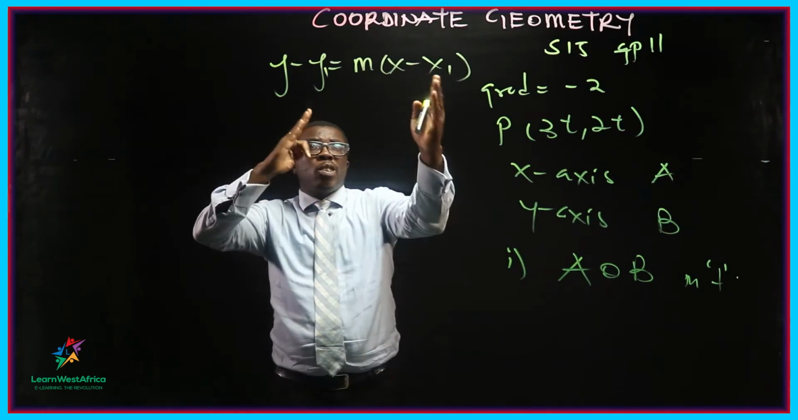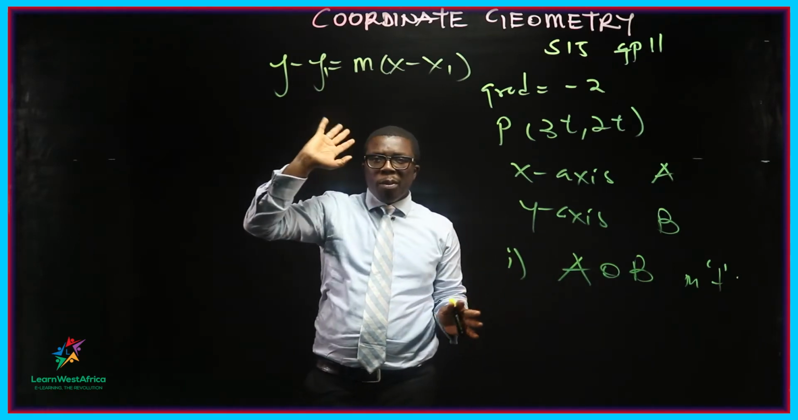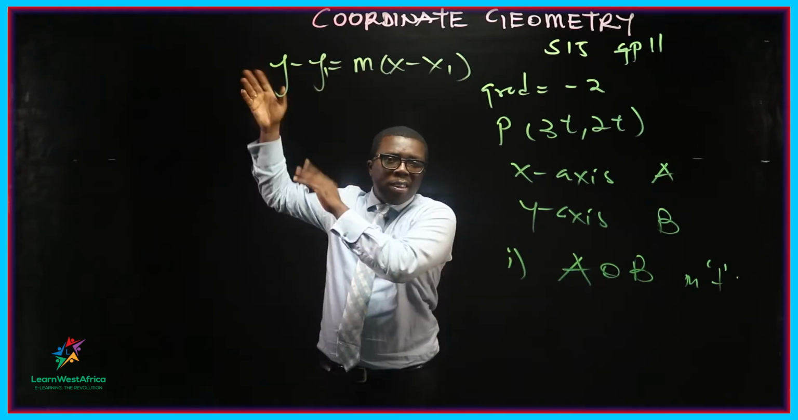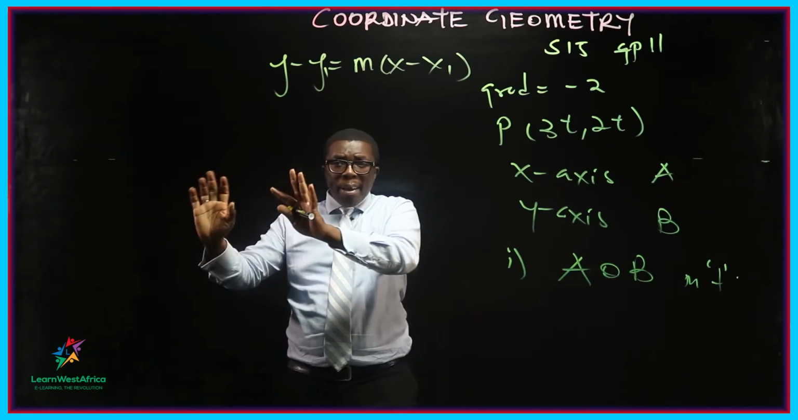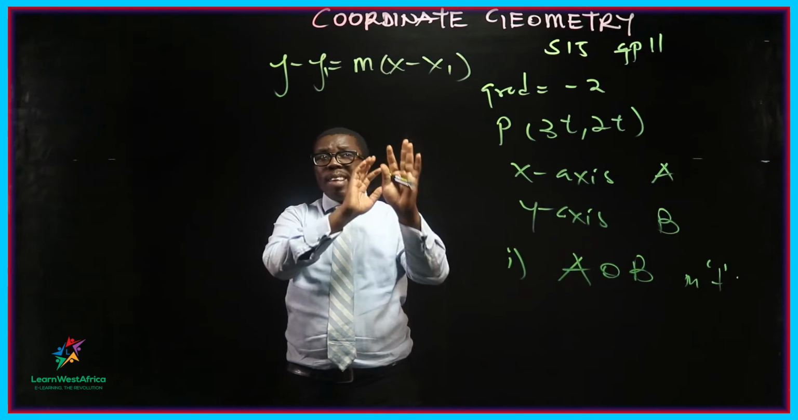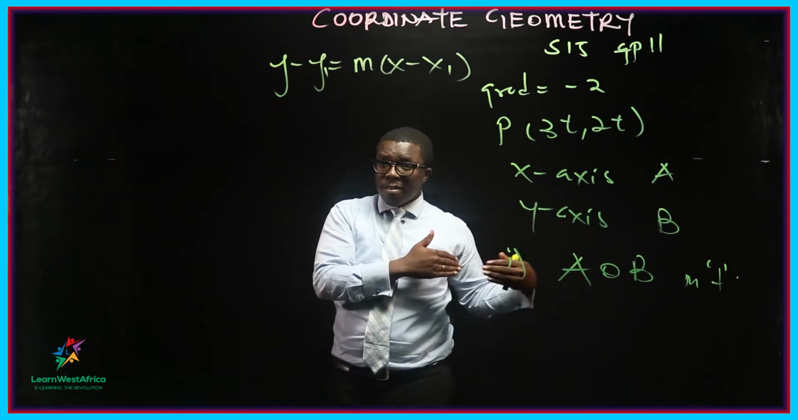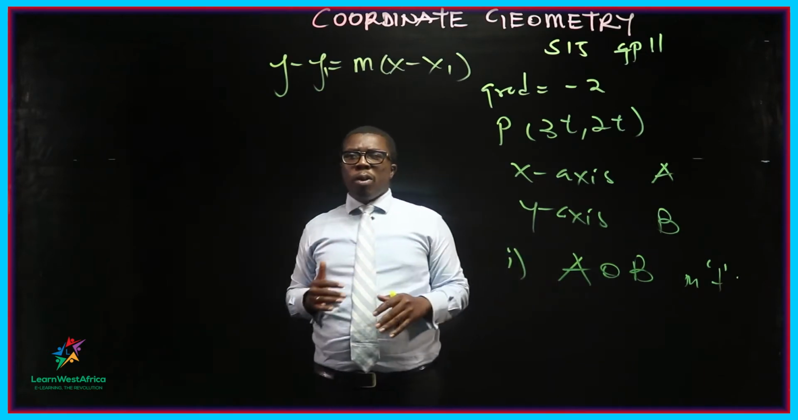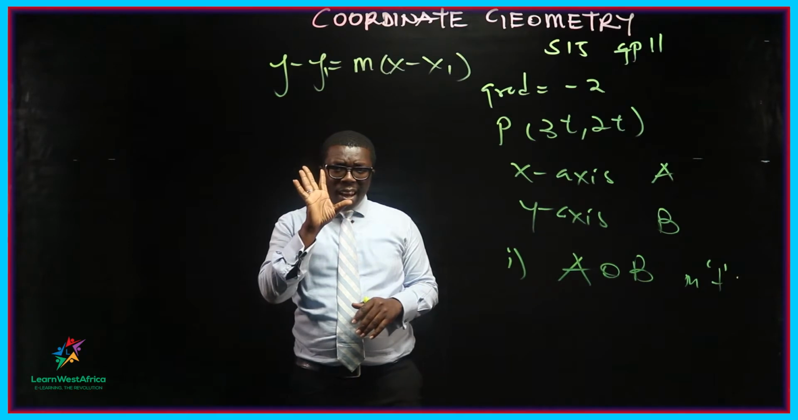So the x1, y1 refers to that one point, and m is the gradient. y is just a general term, and x is also a general term. With the one-point formula, y minus y1 equals m into brackets x minus x1. As we spoke about in the introductory part, it helps you get the equation of the straight line. I hope it's clear.